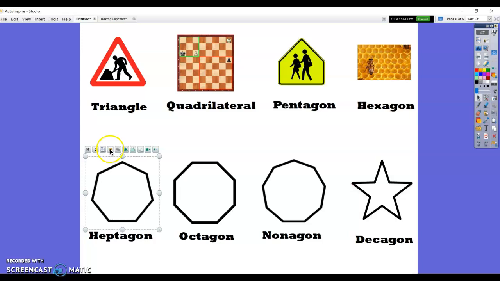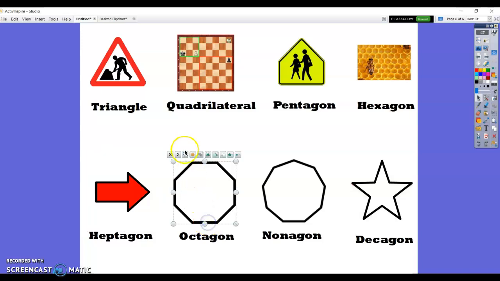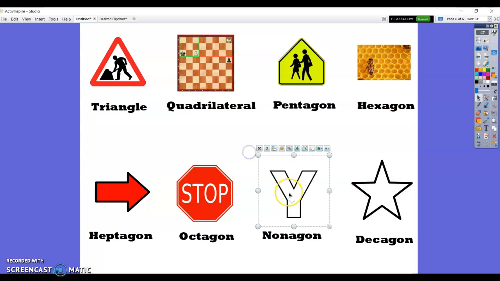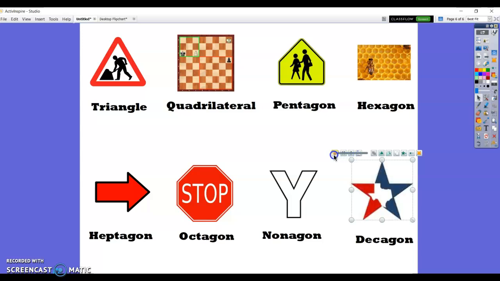Heptagon, did you know it can also be an arrow? Because count. 1, 2, 3, 4, 5, 6, 7. There are 7 sides on this arrow. An octagon is commonly seen as a stop sign. A nonagon, believe it or not, can be the letter Y. 1, 2, 3, 4, 5, 6, 7, 8, 9. And last but not least, a decagon. Decagon has 10 sides, like a star.